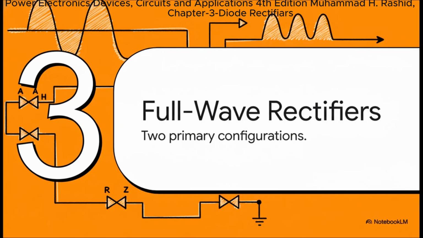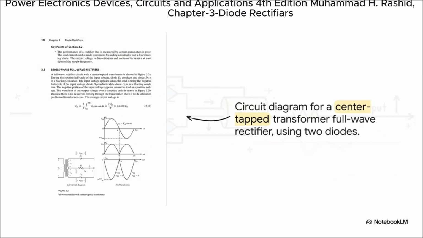All right, that's enough theory for now, don't you think? Let's get our hands dirty and actually look at the circuits that do all this work. We're going to focus on the two main workhorses of single-phase full-wave rectification. So first on the list is the center-tapped transformer design. The big things to notice here are 1, that special transformer.